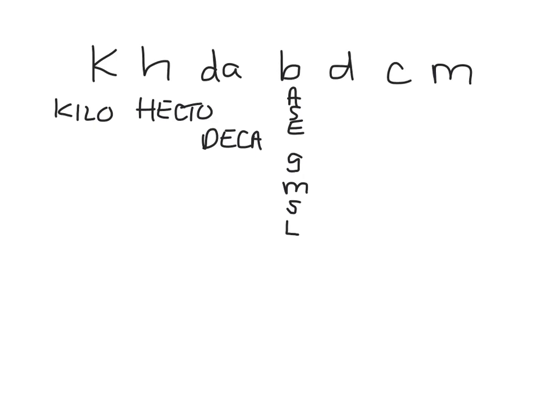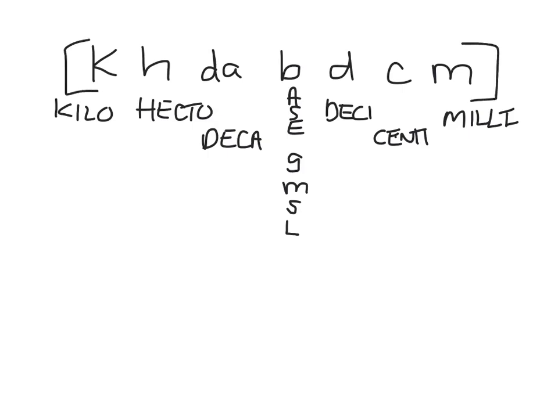All right. When you go below base in the smaller units, you end up with deci, centi, and milli. All right. The reason that the metric system is so great is because as long as you know this order, you don't actually have to do any multiplication or division to convert back and forth. So let me give you an example.